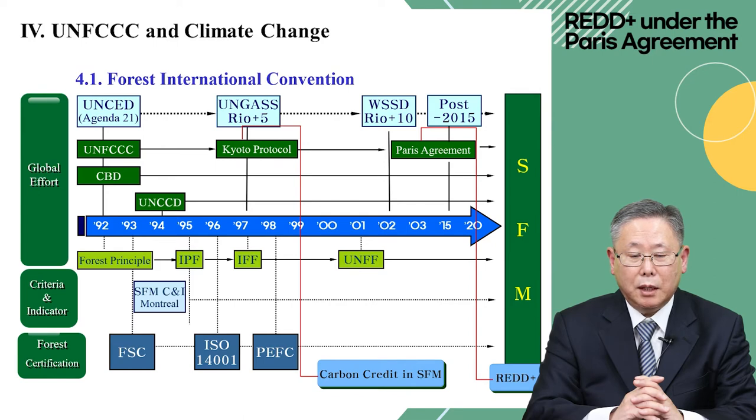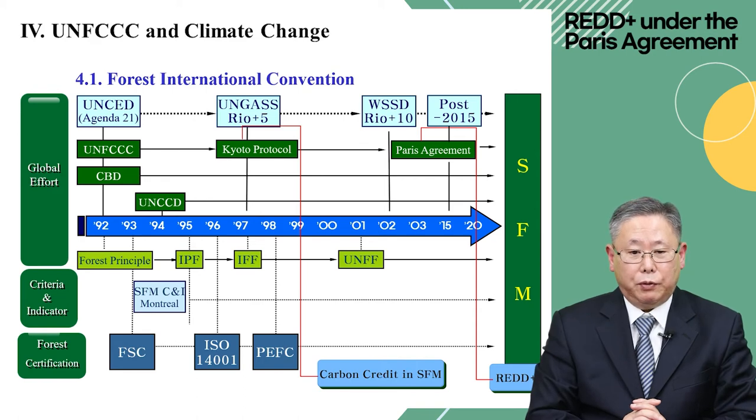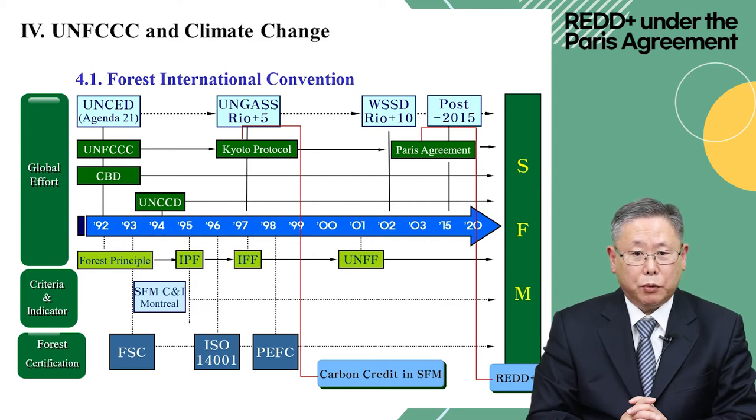And at this time, 1992, forest principles started and it changed to IPF and IFF at the same time in the Montreal meetings, SFM. Sustainable Forest Management appeared, and in 1993 the Forest Certification System, Forest Stewardship Certification, evolved from the meeting. But as time goes, by 1997, there was no good result to solve these environmental problems. So in Kyoto Protocol 1997, there were some changes. And then in 2015, there was the Paris Agreement to solve these climate change issues.